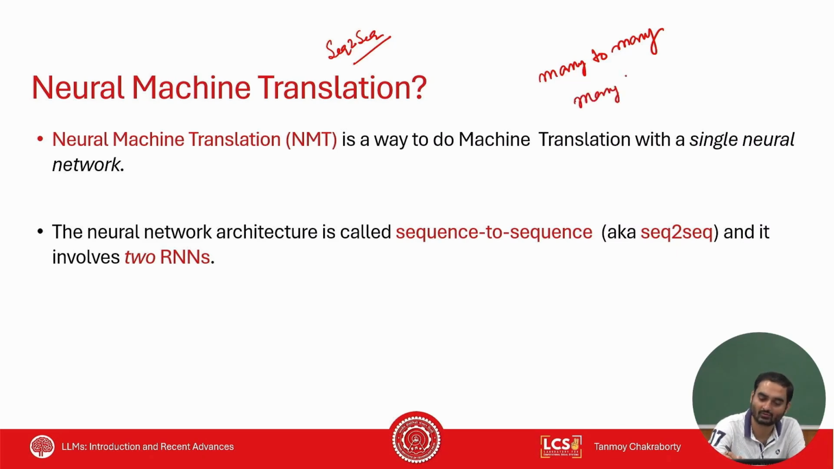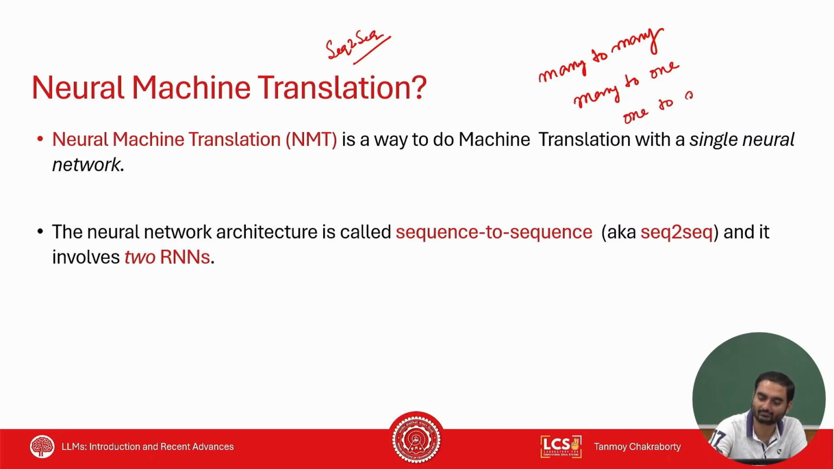Many to one, what do you think? A many to one seq to seq problem can be classification, or no? It's not a sequence to sequence problem as such, because ultimately you are generating a label, but you can think of it as sequence to sequence. It also depends on the way you map it.